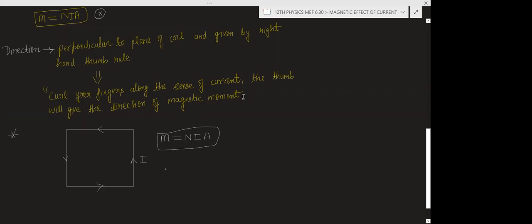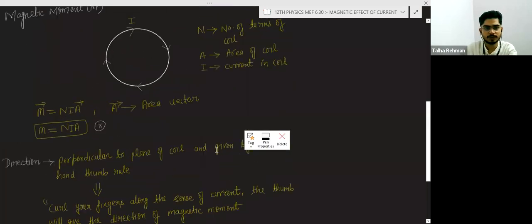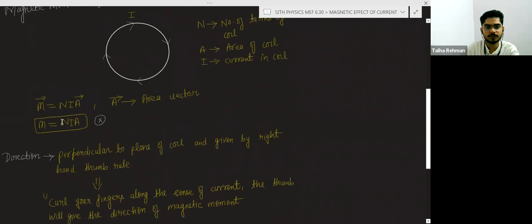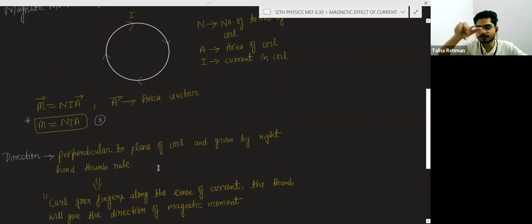So now see, this formula you should know. What is the magnetic moment? This is the main thing you should know. And the direction, how to calculate the direction of the magnetic moment: curl your fingers along the sense of the current, and the direction of the thumb will give you the direction of the magnetic moment. Two things are very, very important.